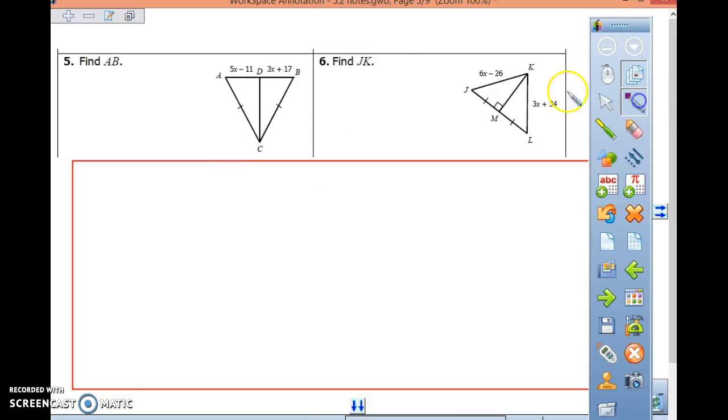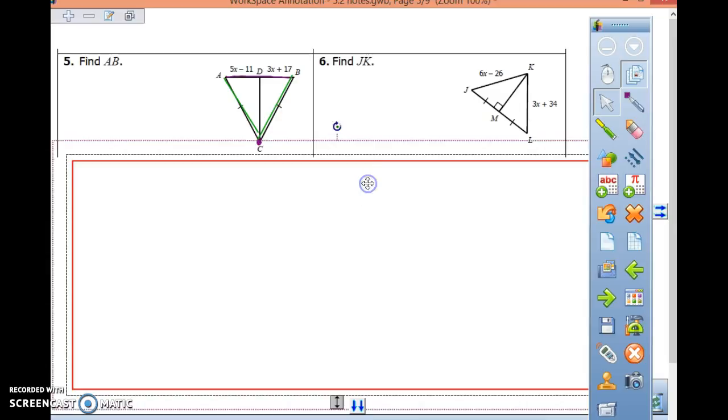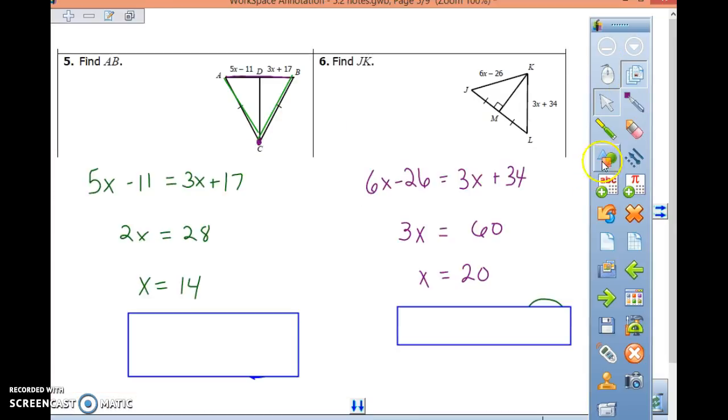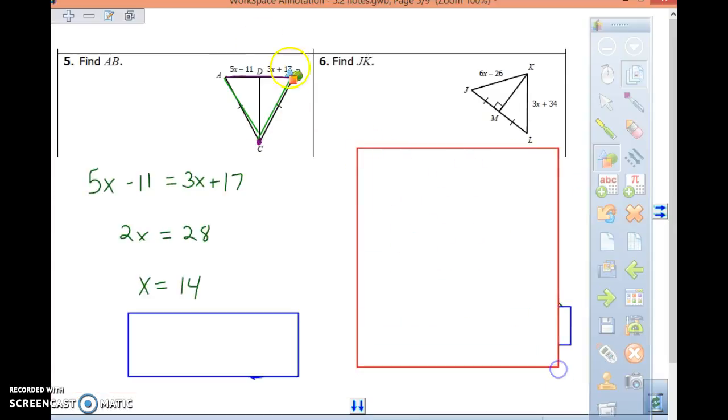Number 5. The segment that we're given is AB. It looks like C is on the perpendicular bisector. To know for sure, we need to know that it is equidistant to each of the endpoints, which it is. So what we can say is that those 2 expressions are equal, solving for x.